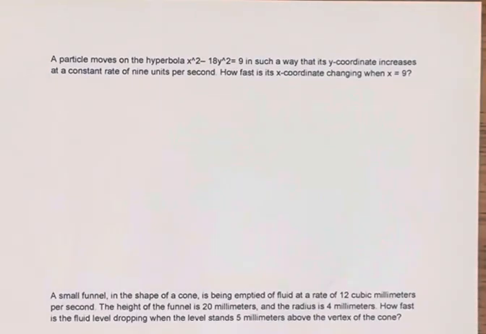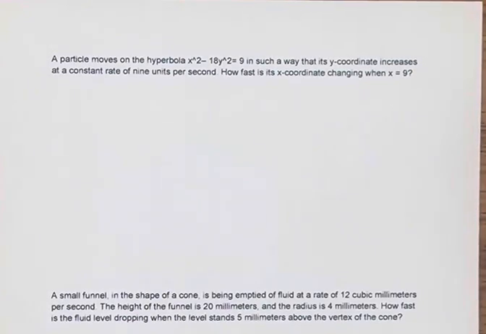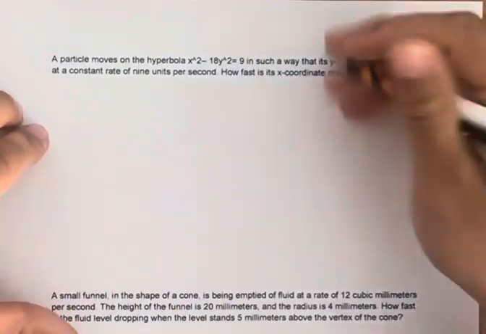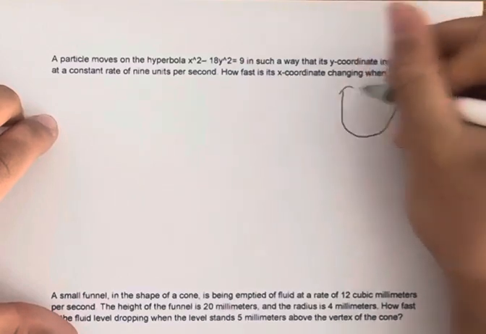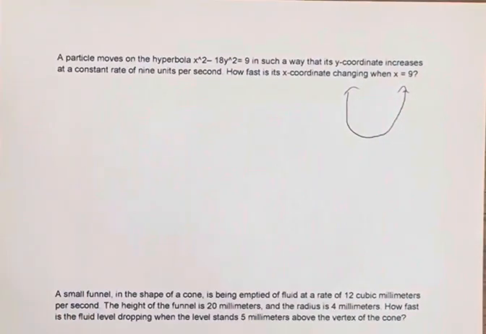Here we have another related rates problem. It says a particle moves on the hyperbola. Hyperbola looks like this. x squared minus 18y squared equals 9 in such a way that its y coordinate increases at a constant rate of 9 units per second. How fast is its x coordinate changing when x equals 9?